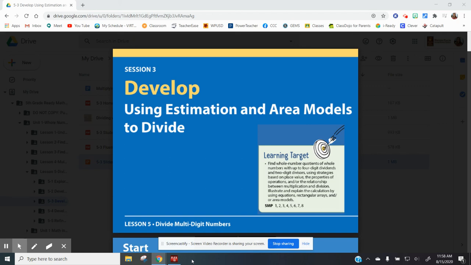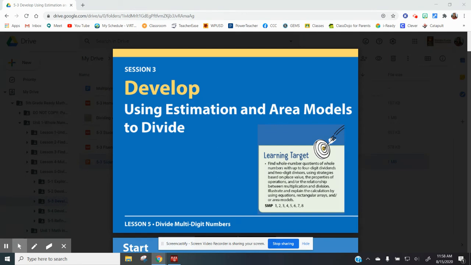Hi, today we're going to be working on Lesson 5, Session 3. We're going to be using estimation and area models to divide. We've been working on dividing using area models, and we're going to continue that work today. And then we're also going to learn how to use the partial quotient method to divide. I think that you'll see the connection to them both really well.